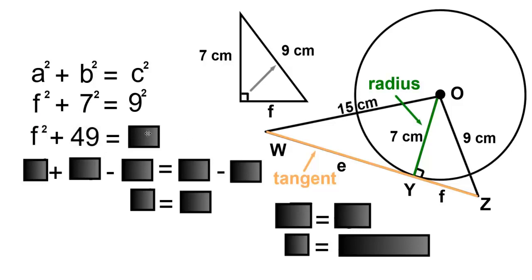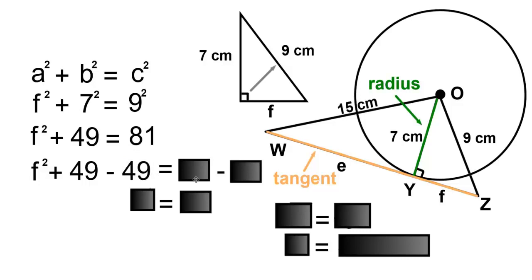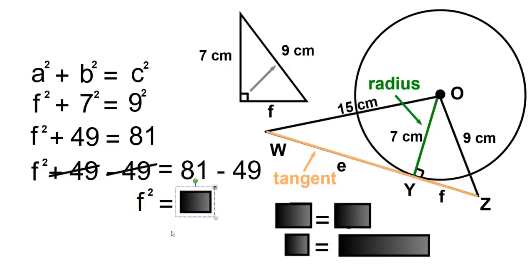7 squared is 49, and 9 squared is 81. Next, we have to remove the 49 from this side. We'll do this by subtracting the 49. If we subtract 49 from this side, we have to subtract 49 from the other side as well. The plus 49 and minus 49 will cancel, leaving us with F squared. And 81 minus 49 will equal 32.